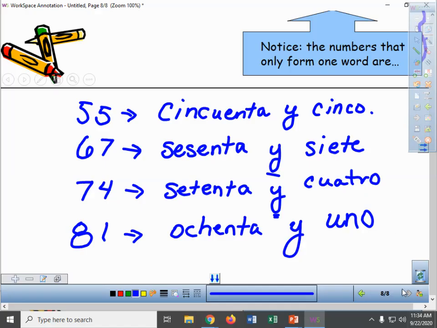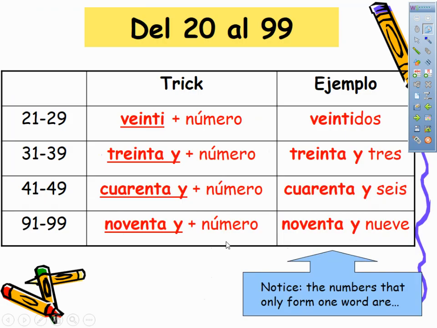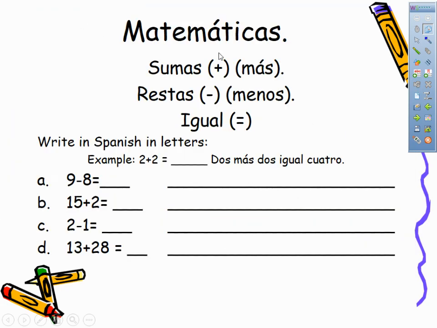Okay, so let's move on to the next slide. Okay, so here's matemáticas. Take a wild guess. What do you think matemáticas means? Matemáticas is math, yes. So we're going to do sumas, which is additions, y restas, which is subtractions. And then the equal sign. Equal in Spanish is igual.